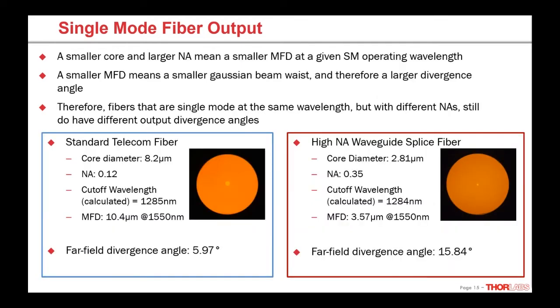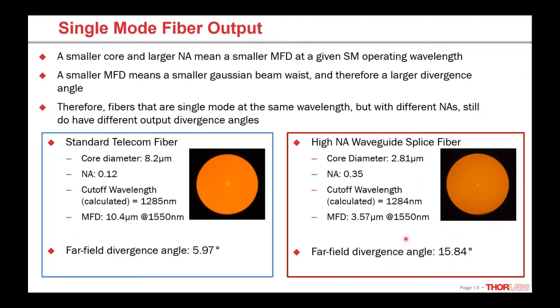Now, as we just said, I just went over smaller core, larger NA. That's this fiber, means a smaller mode field diameter. That smaller mode field diameter means smaller Gaussian beam waist for that output beam. And that means a larger divergence angle. So if you do the calculations for these fibers, we can get like 5.97 versus 15.84.